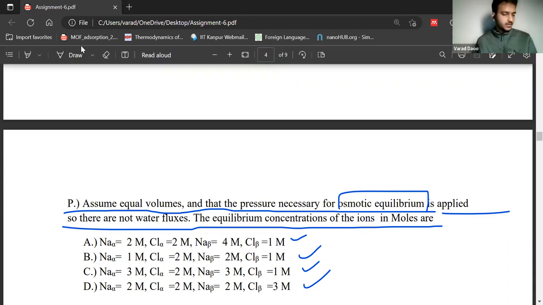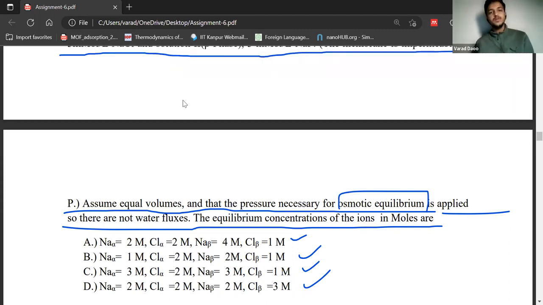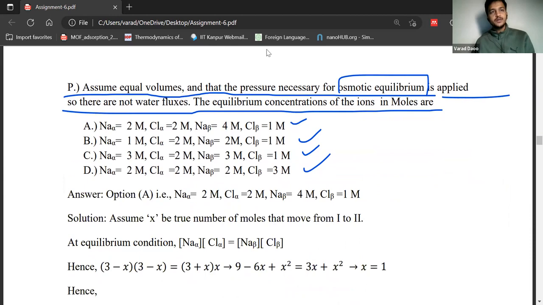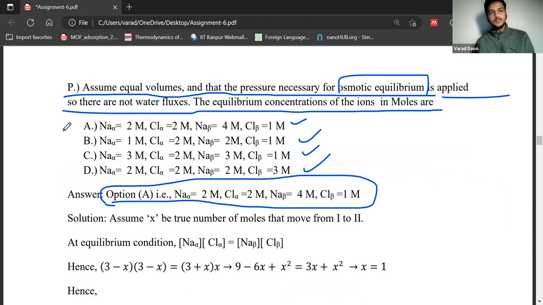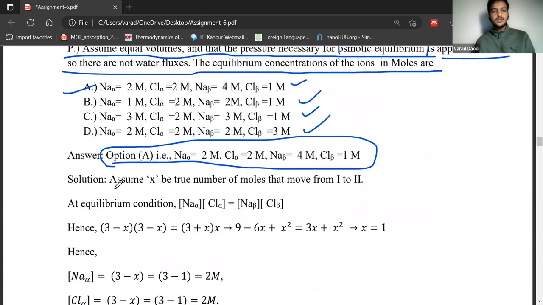Okay, so anybody has any doubt, any answer? So the correct answer is option A, right? Let us start. Assume that x be the true number of moles that move from phase alpha to phase beta, that is phase 1 to phase 2.